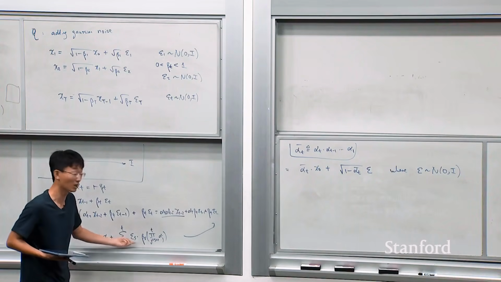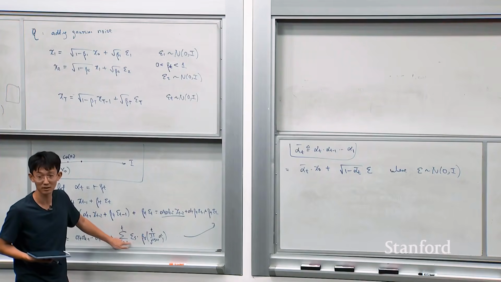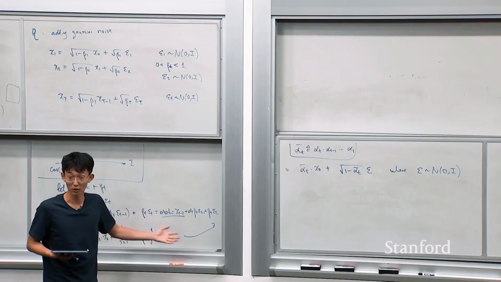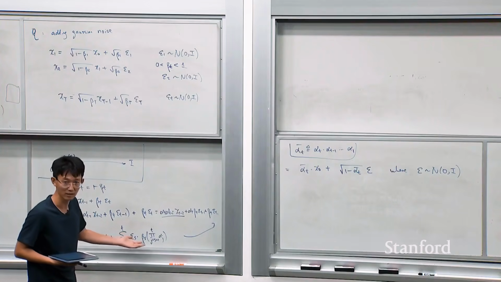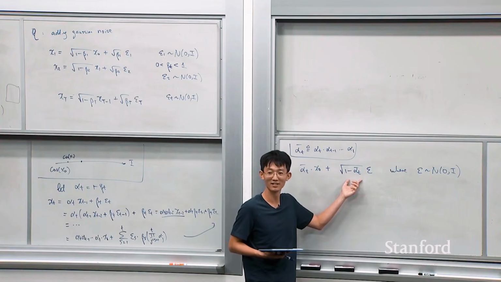First of all, this is a linear combination of standard normal Gaussians. So it's going to be another standard normal Gaussian. All the epsilon i's are IID. So no matter how many linear combinations you do, you're still going to get a standard normal times a scalar. So the only question is why this scalar is this one, right?